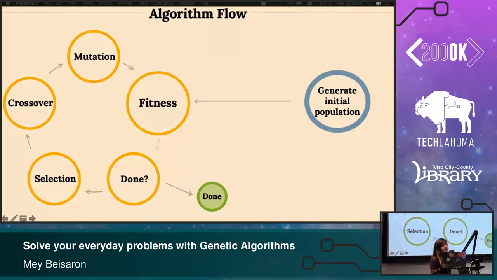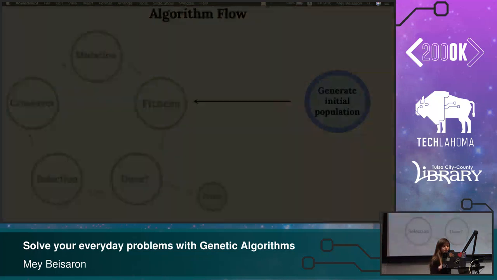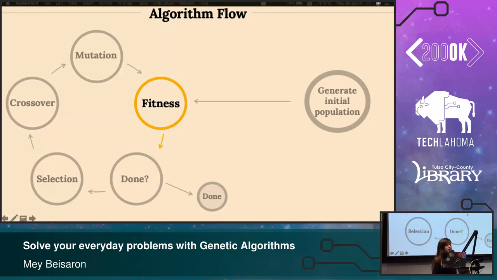Let's go over the classic genetic algorithm flow. We have to start with defining our solution, what a solution is, just like we did with the timetable. We start with generating the initial population, and then we will have the fitness function. Since genetic algorithms fall into the category of generate and test algorithms, this fitness function is where we assess the grade of each solution. The fitness function will determine how good a solution is.